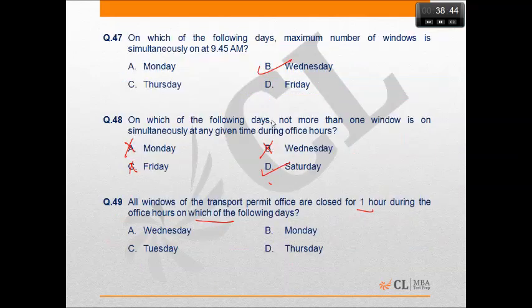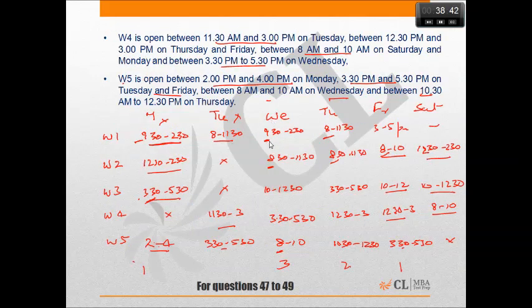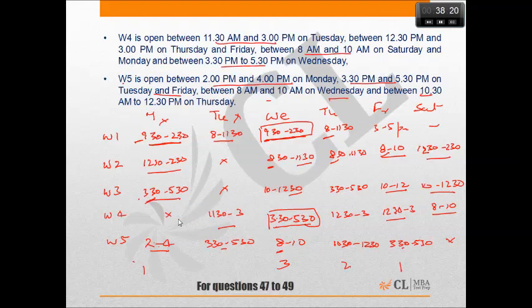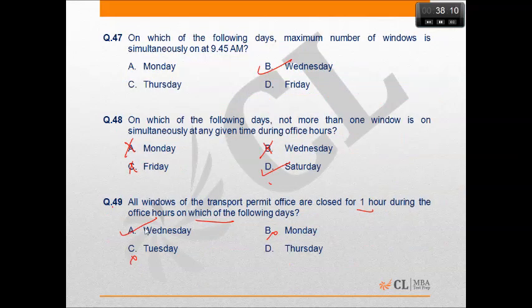Wednesday: 9:30 to 2:30, 3:30 to 5. This is closed at 11:30, 12:30. Yeah, so between 2:30 and 3:30 all are closed. So this was Wednesday, and Monday and Tuesday were out. Let me just be sure and check Thursday, not that I have too much time. 8 to 11:30, 8:30, 11:30, 12:30, 10:30. No. Okay, perfect. So the answer is Wednesday.